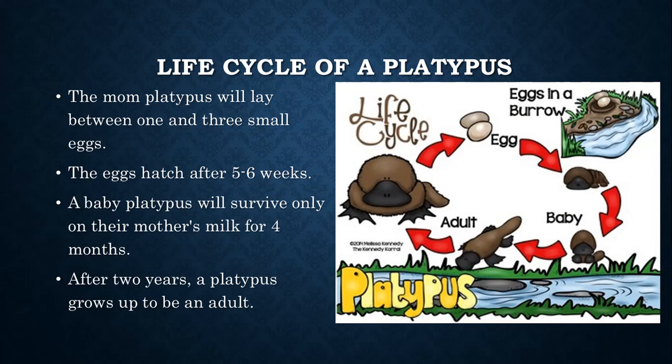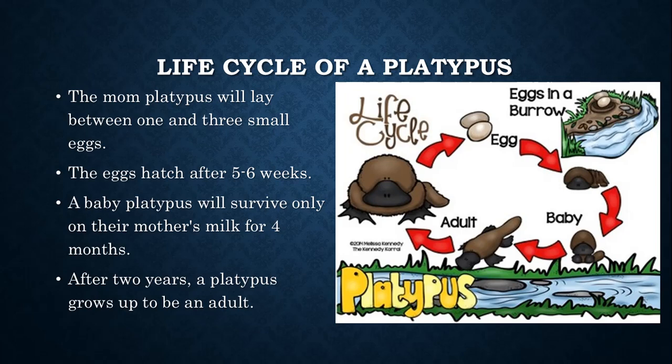So here is the strangest mammal, which is the platypus. So platypus lay eggs, and they lay between 1 and 3 small eggs. And after about 5 to 6 weeks, the eggs will hatch, and you'll have a baby platypus. Now, a baby platypus drinks only their mom's milk for 4 months, and it will hang out with mom as well for a much longer time than that.